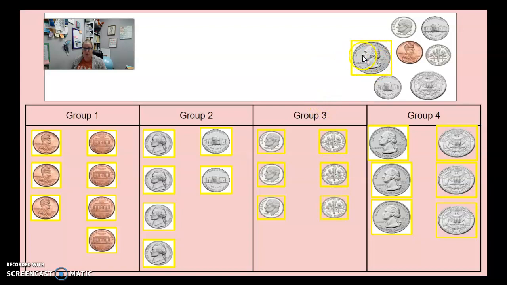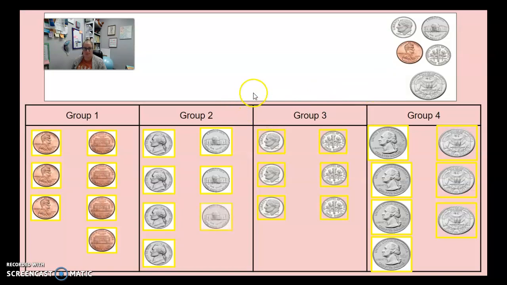The next one is our quarter. It is the silver coin that is the largest coin, and is it going to go in group 1, 2, 3, or 4? That's right, it's going in group 4 with the other heads. The next one is this coin right here, and it is going to go in group 1, 2, 3, or 4. Nice job. You guys are so smart. It's going to go in group number 2. Is it going to go in heads or tails? That's right, it's going to tails.